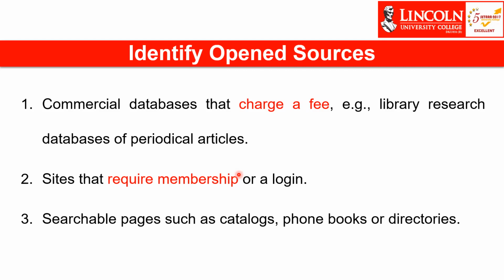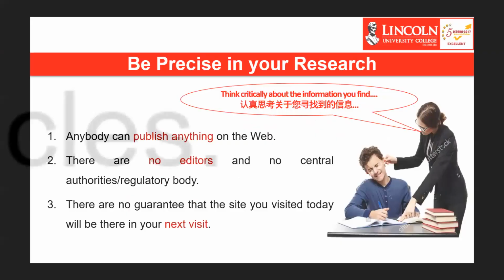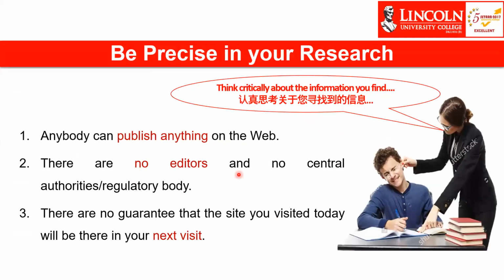Then you should be able to identify sites that require membership or a login before you can access their material. There are some sites like that. There are some search engines like that. There are searchable pages such as catalogs, phone books, or directories. So you need to be able to identify all these areas, all these components, all these items in order for you to know where to search for certain information or material.